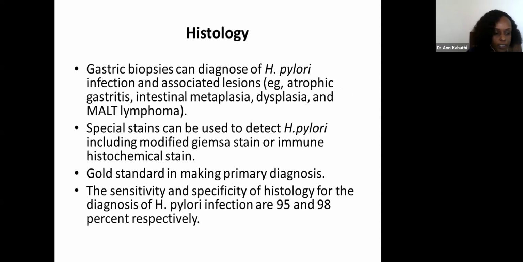We also said you can collect biopsies for histology, and gastric biopsies can diagnose H. pylori infection and associated lesions. An example of this being atrophic gastritis, intestinal metaplasia, dysplasia, and also MALT lymphoma. Now for histology, special stains are used. In this case, you can use a modified Giemsa stain or an immunohistochemical stain. It's a gold standard in making a primary diagnosis. The sensitivity and specificity of histology are quite high, at 95% and 98% respectively.